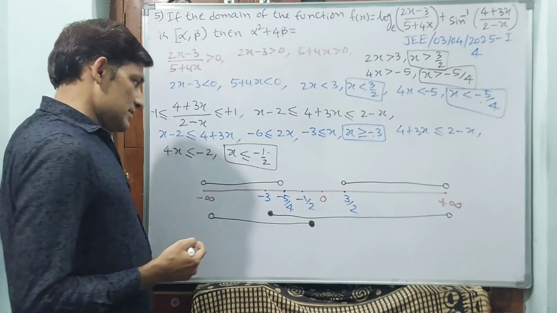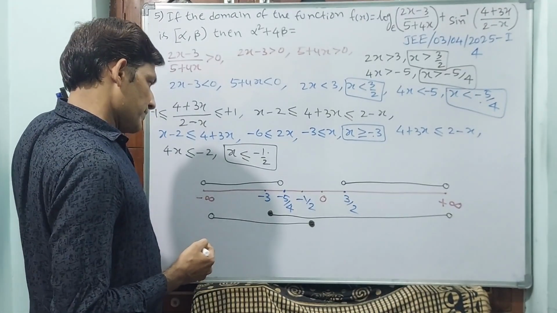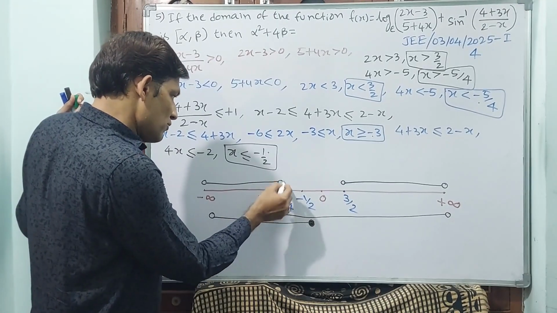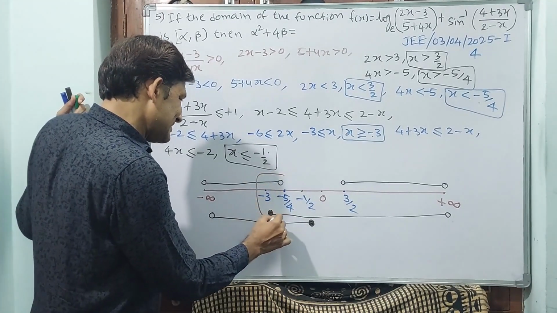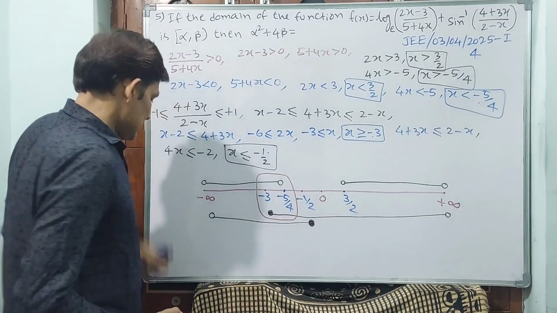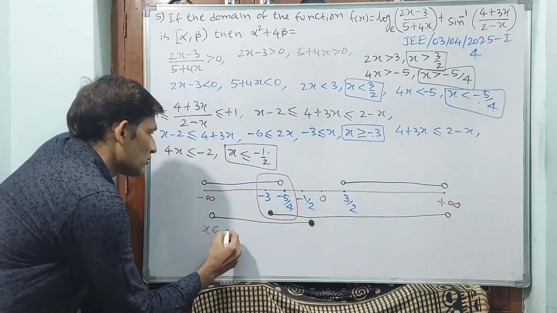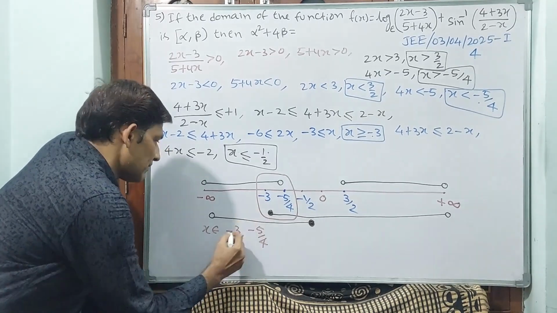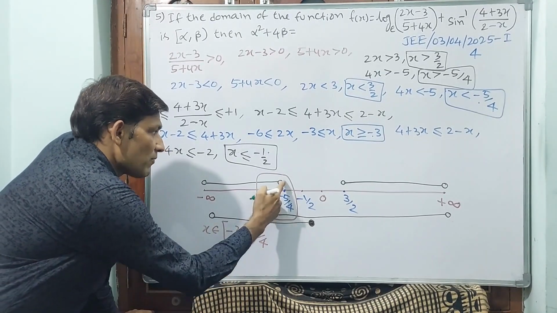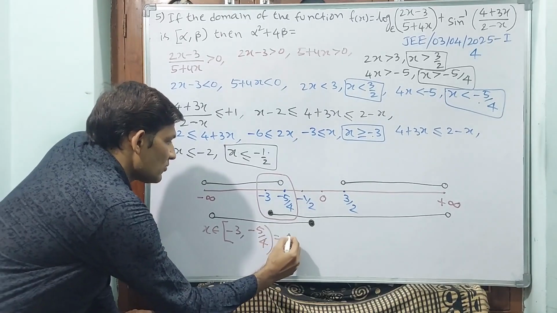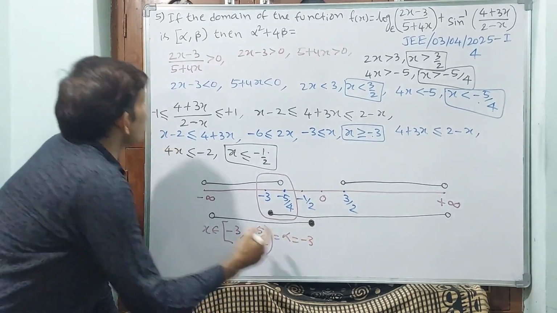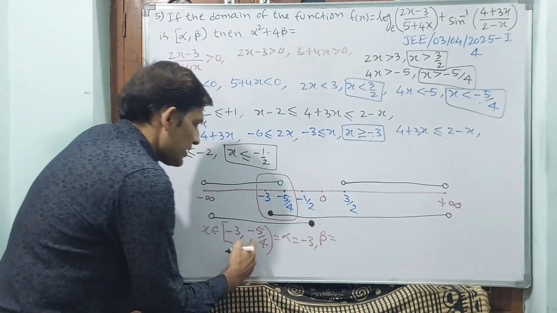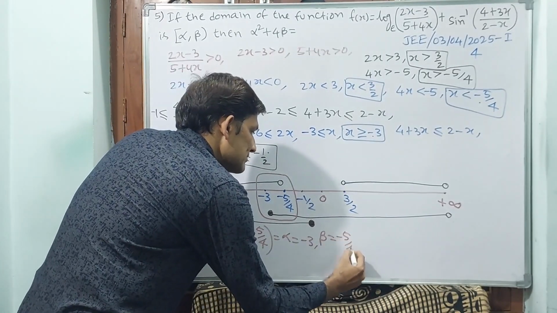See, where all are, what can we say? Shall I say minus 3 to minus 5 by 4? Shall I say like this? See, x belongs to minus 3 to minus 5 by 4. See, minus 3 is closed interval, minus 5 by 4 is open interval. Okay, so alpha is equal to minus 3. Then what is beta? Beta is equal to minus 5 by 4.